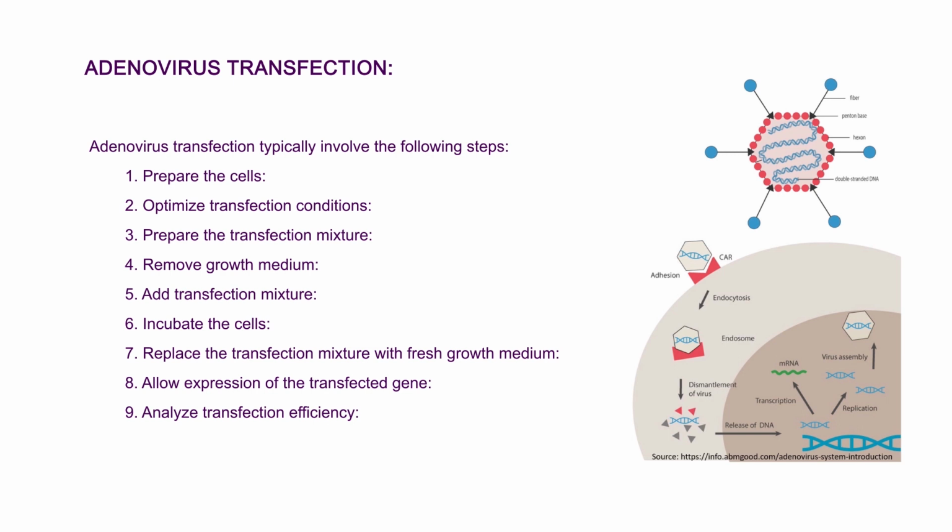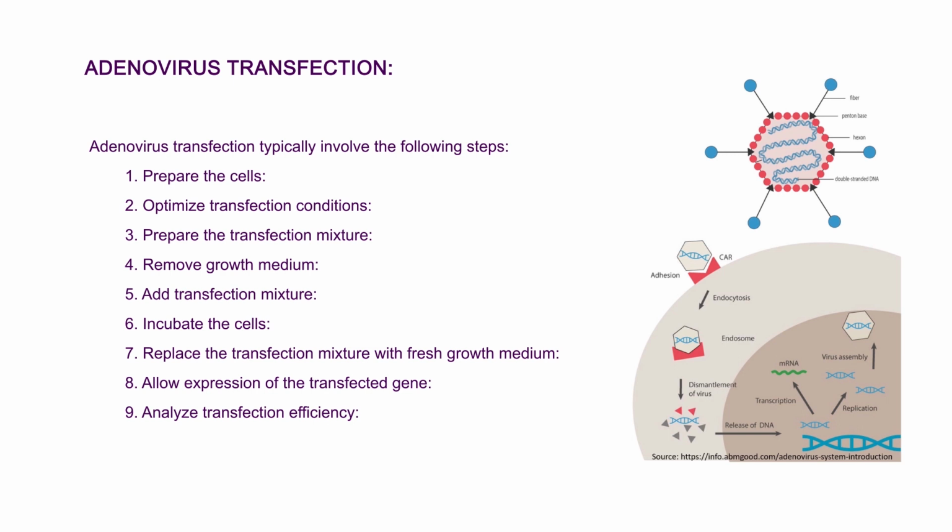The cells are kept at 37 degrees centigrade in humidified conditions with 5% CO2 for a defined period of time, typically between 2 to 24 hours. After this time, replace the transfection mixture with fresh growth medium and appropriate supplements such as serum and antibiotics. These supplements must be replaced after a particular time period.